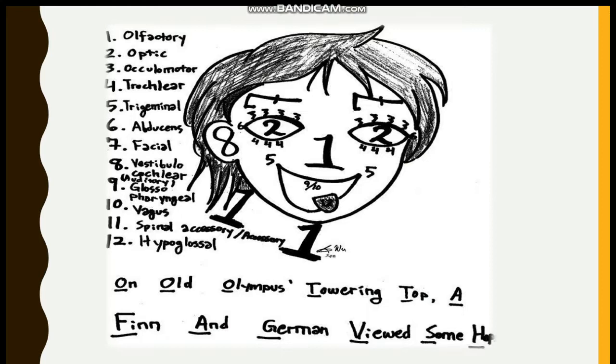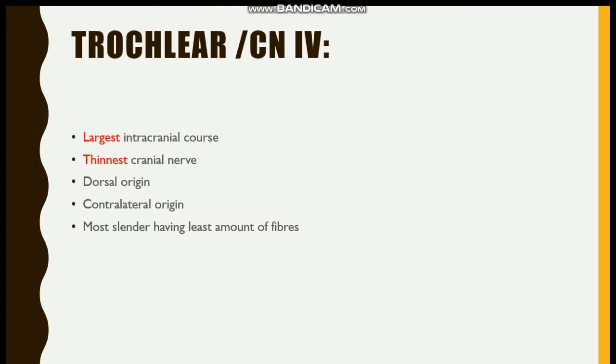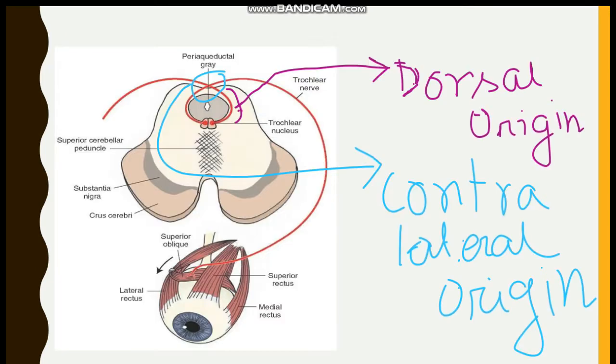So first start with the trochlear nerve, which has the largest intracranial course and is the thinnest cranial nerve. It has a dorsal origin and it has a contralateral origin also, and it's the most slender, having the least amount of fibers. See here in this diagram you can see the nerve has a dorsal origin and it has a contralateral origin as well.